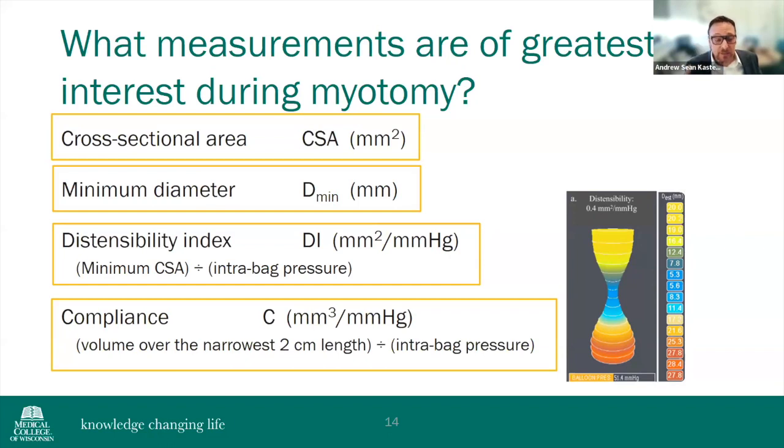And then the last is compliance, which is your volume over the narrowest 2 centimeters of length divided by the pressure. It looks pretty reflective of distensibility index, but it values the volume over the pressure just a little bit more, a cubed metric versus a squared metric. So it does give a slightly different piece of information than distensibility index.